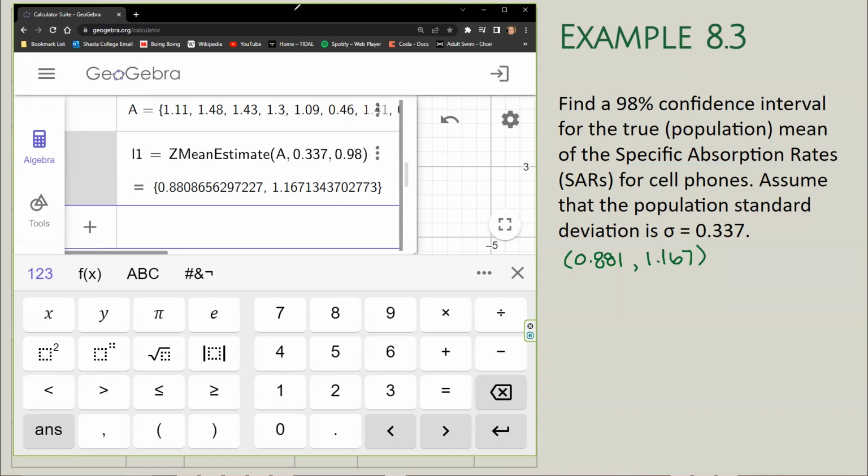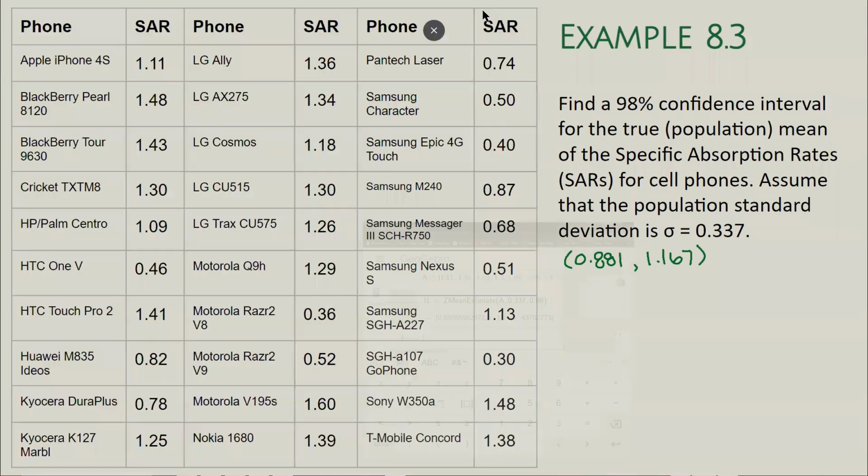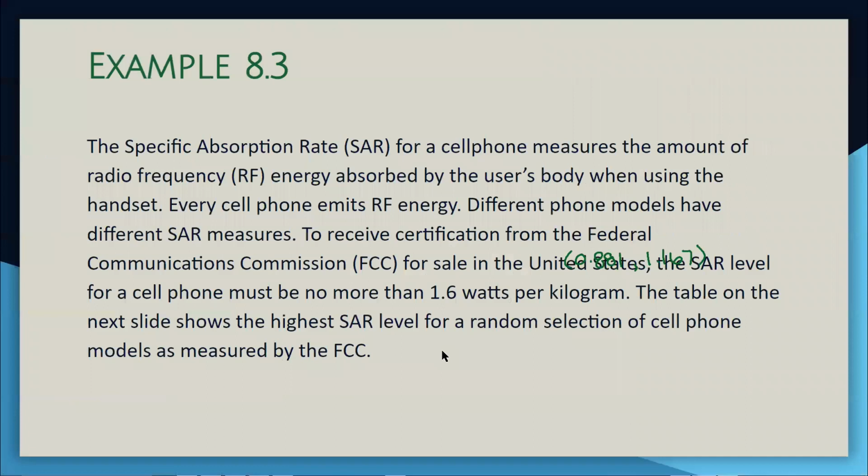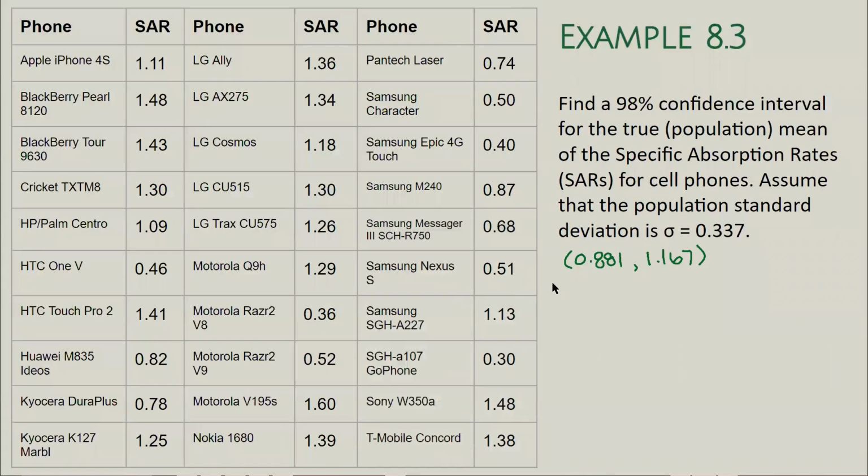And if you'll hang on just a second, we'll go back to that last slide, and you'll see that we want the SAR level for a cell phone to be no more than 1.6 watts per kilogram. And 1.6 is way outside that range for the mean SAR. So the cell phones in this table have an average SAR that is less than the 1.6 required. And we expect, based on this sample of cell phones, that the mean for all cell phones is between this range, which is well below that 1.6.